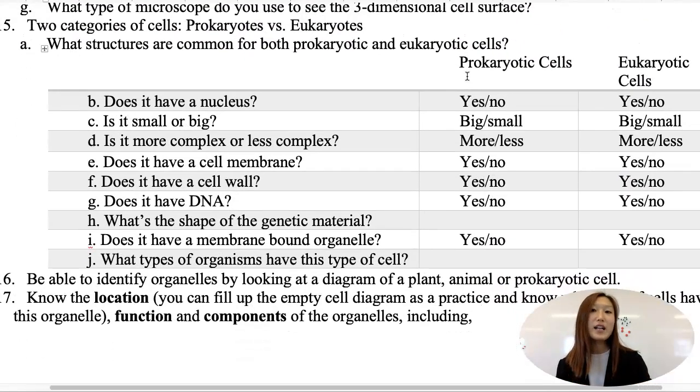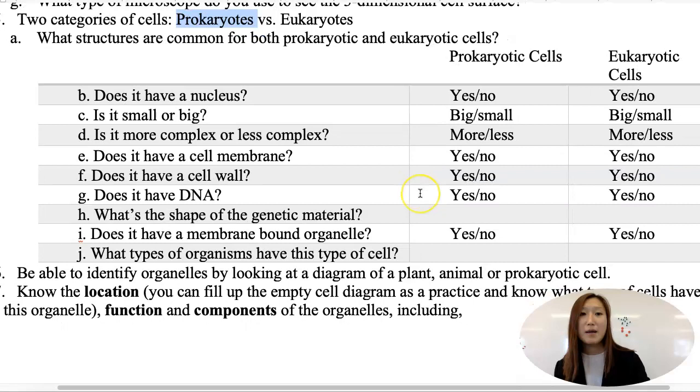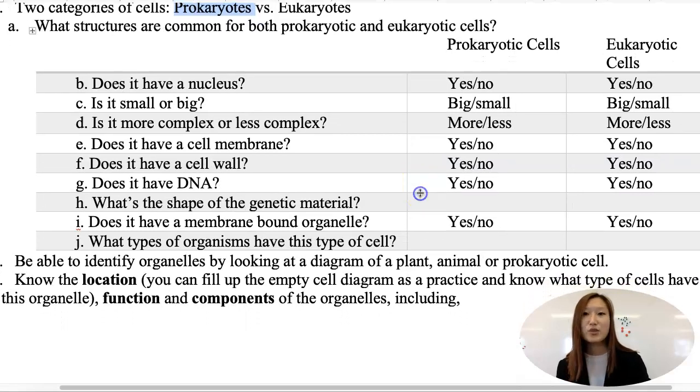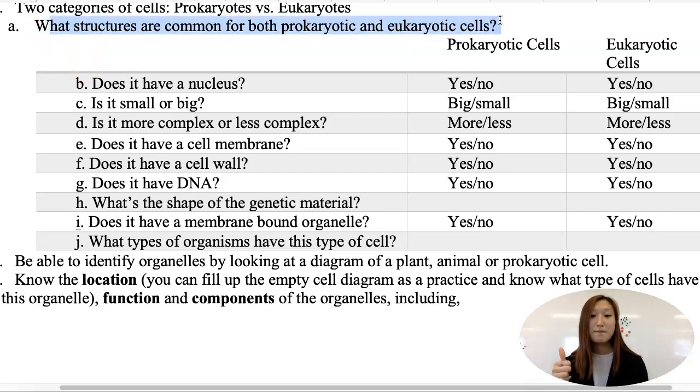All right, moving on, talking about two different big categories of cells. There are prokaryotes and eukaryotes, and prokaryotes, again, are always unicellular. But there are some fundamental differences between the two types of organisms. Starting with the first one, what structures are common to both? The cell membrane, DNA, ribosomes, and cytoplasm. Those are all common to all of the prokaryotes and the eukaryotes, okay?